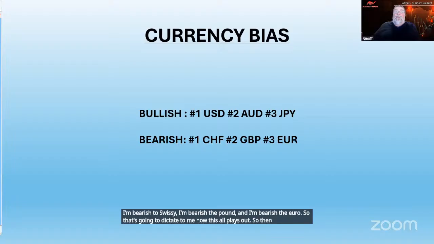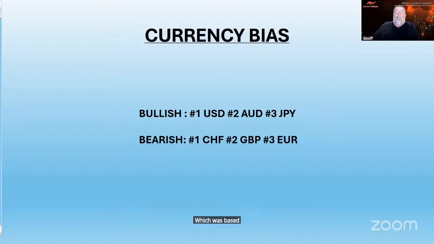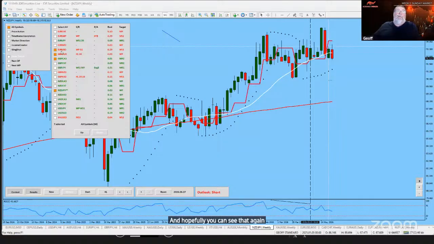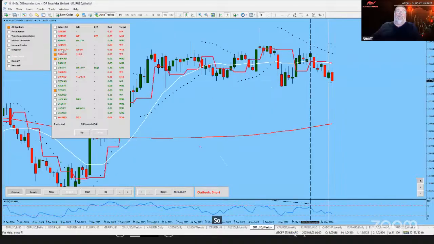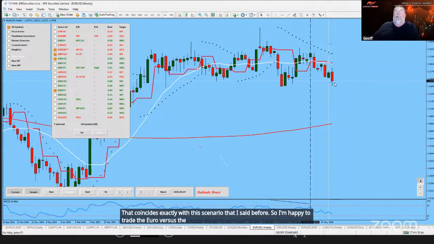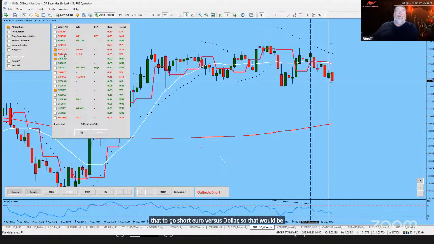So then I go back to my bias, which was based on this chart, and hopefully you can see that again, where we were looking for euro versus the dollar. So we're bullish the dollar, bearish the euro. That coincides exactly with this scenario that I said before. So I'm happy to trade the euro versus the dollar short. Is this the ideal place to go short? No. But on a smaller time frame, I could very easily look at that to go short euro versus the dollar. So that will be my bias going into the week.